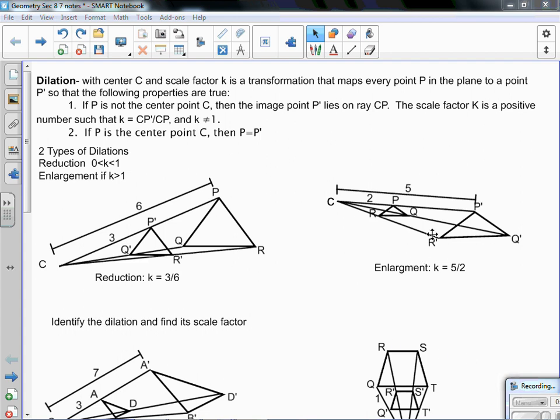All right, so then this next one, an example of an enlargement, where you can see your original PQR is a small triangle, and P prime, Q prime, R prime is a larger triangle. The distance from the C point to the prime point P is 5, and that would go over the distance from C to the original P, which is 2. So 5 over 2, which is greater than 1. That also tells us it's an enlargement.